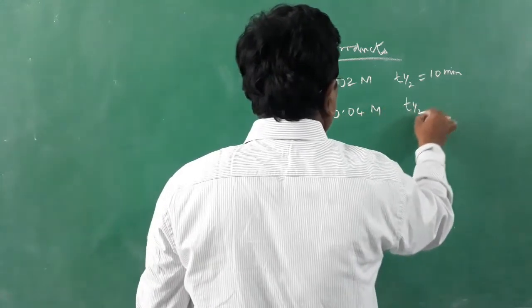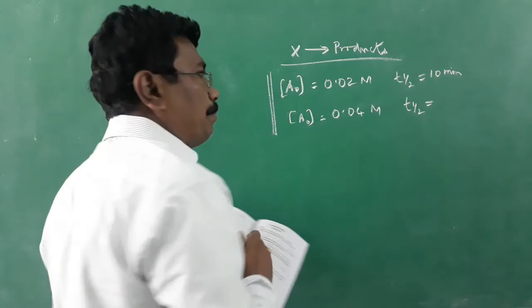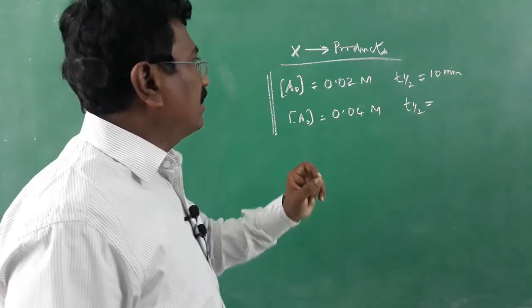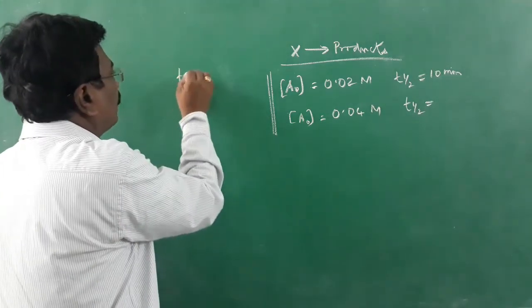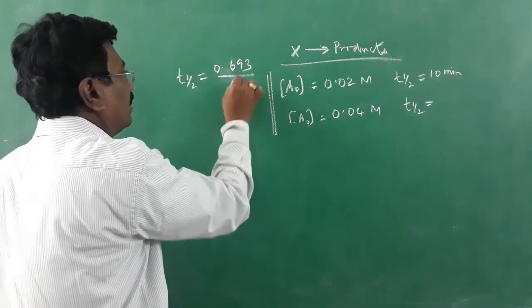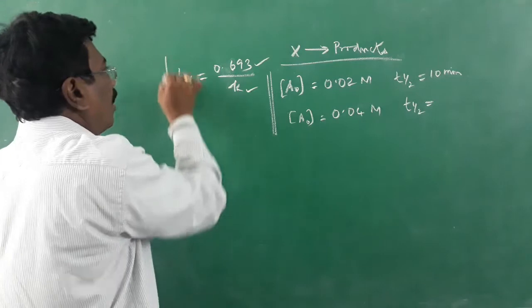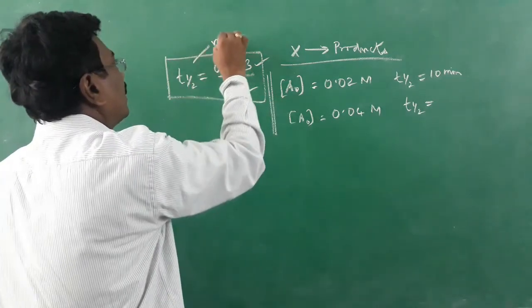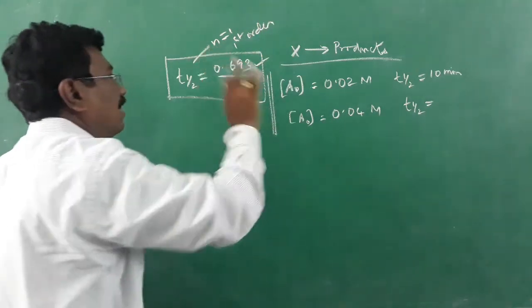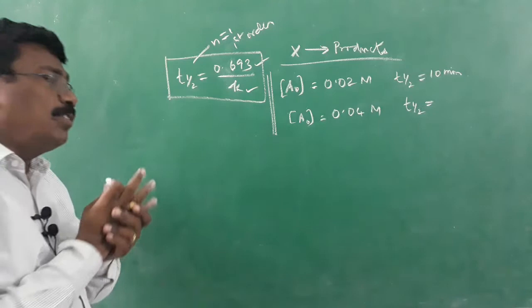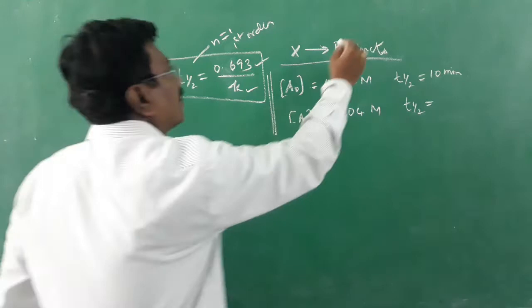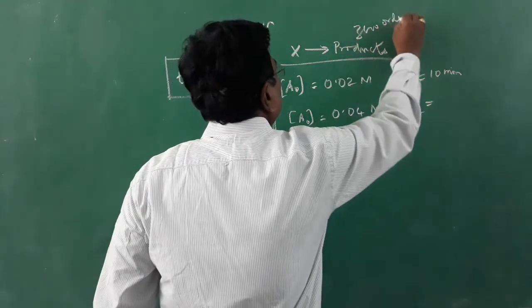So we have got an idea about half-life period. What is it? Half-life period is independent of the initial concentration for a first order reaction. T half is equal to 0.693 divided by K. It is a constant, therefore half-life period is independent of the initial concentration for a first order reaction. What about a zero order reaction? It is given as a zero order reaction.